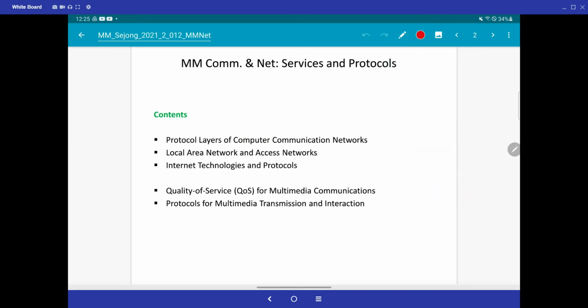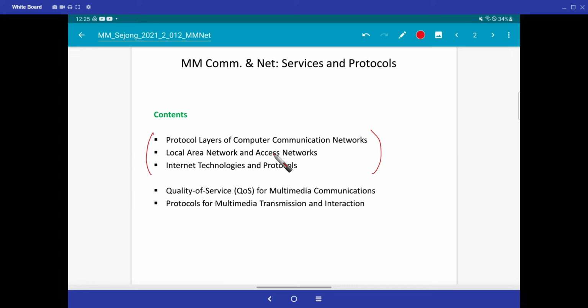The contents of these chapters, multimedia communications and networks, services and protocols: we'll be trying to see something on general communications, that is protocol layers of computer communication networks, and we'll see local area networks and access networks, and internet technologies and protocols. These are the usual communication scenario, and if you already have an idea, it will be a review for you.